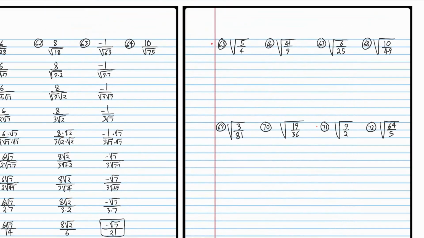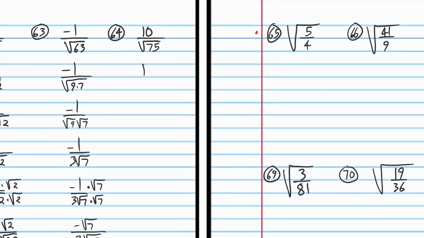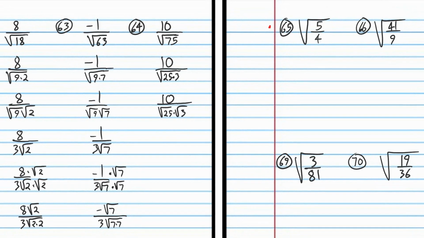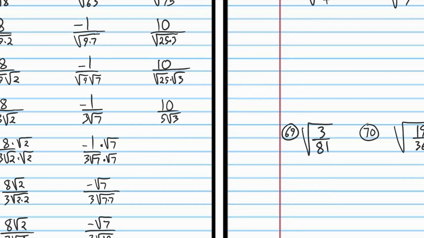All right, so try number 64. When you come back, we'll do it together. All right, we're back. (75) is 25 times 3. So now we pulled out the perfect square. Now we just have to rationalize the denominator.